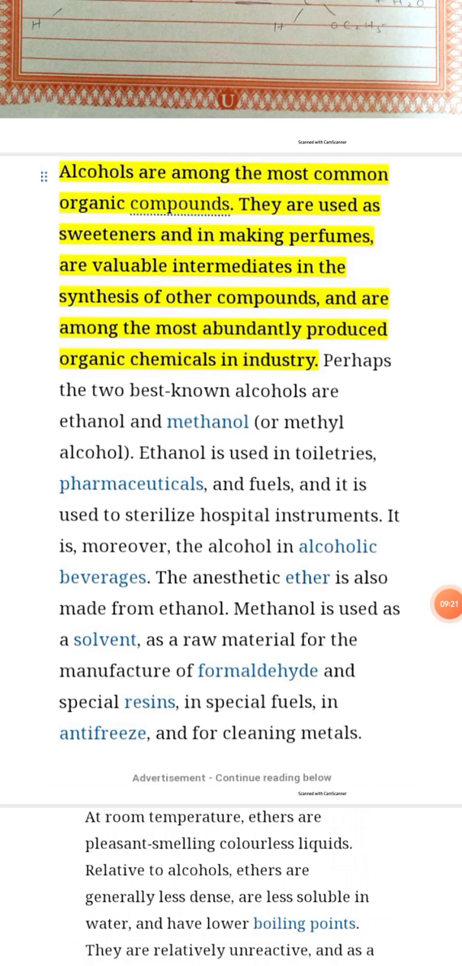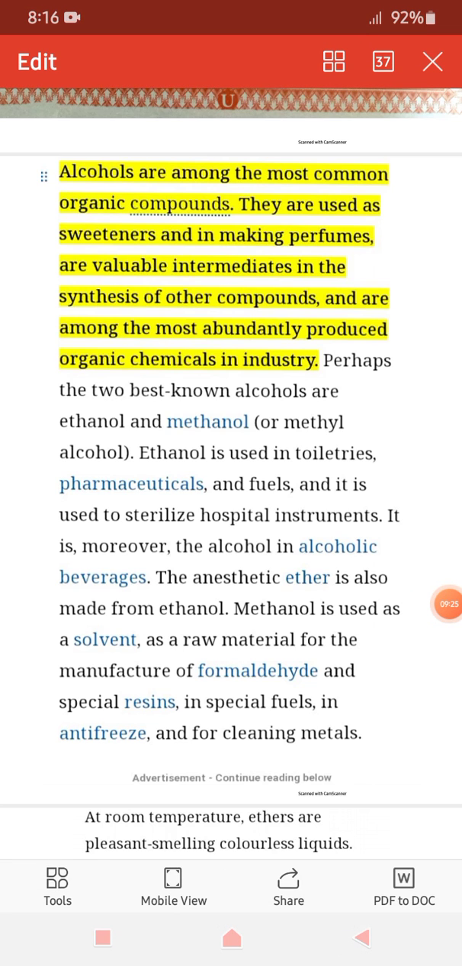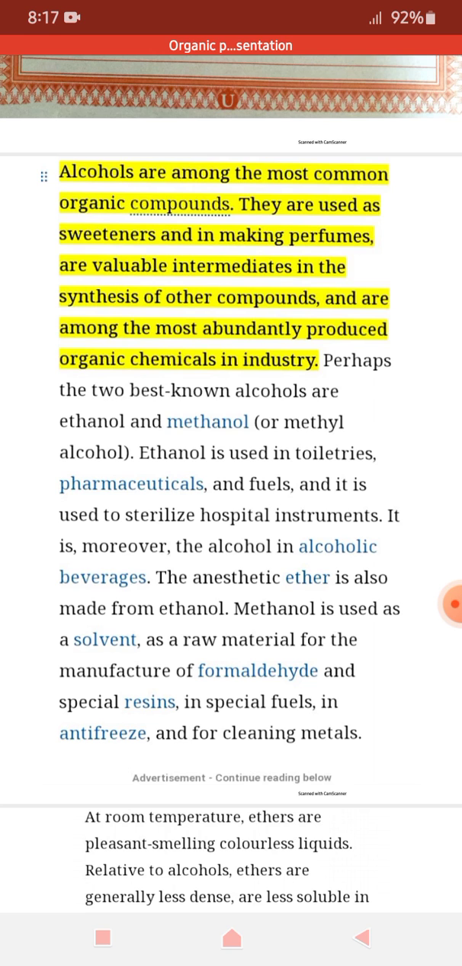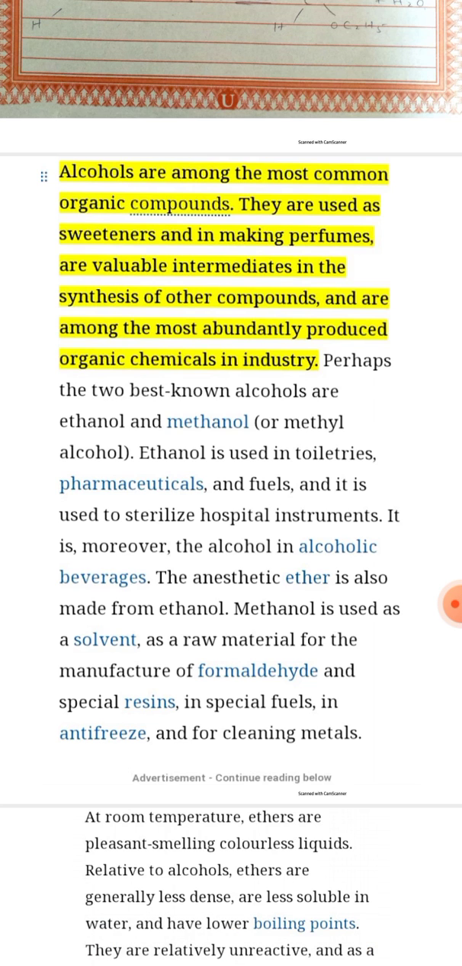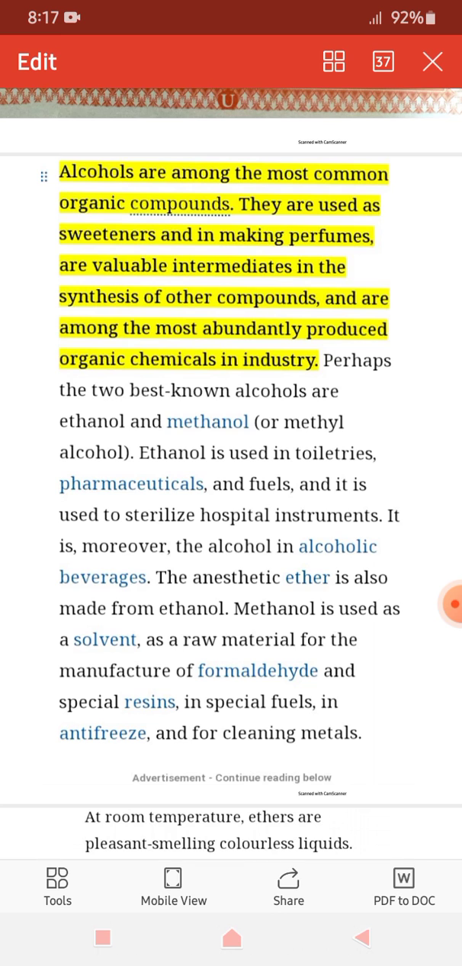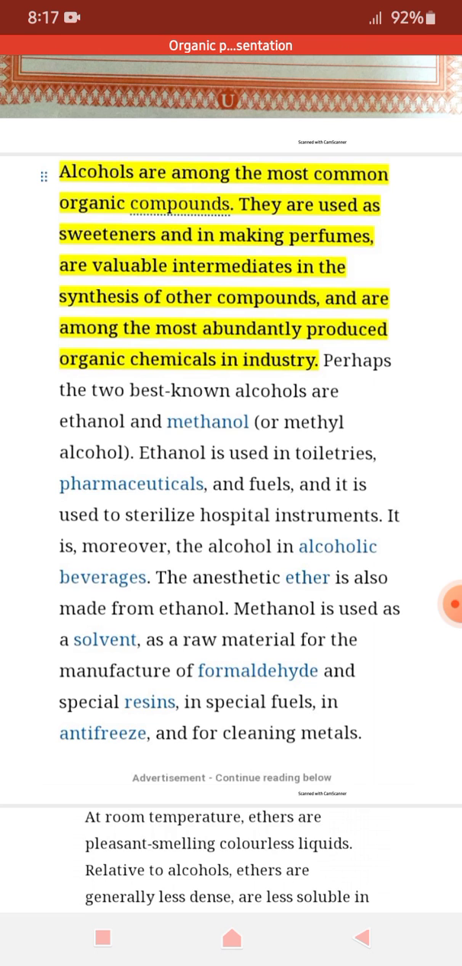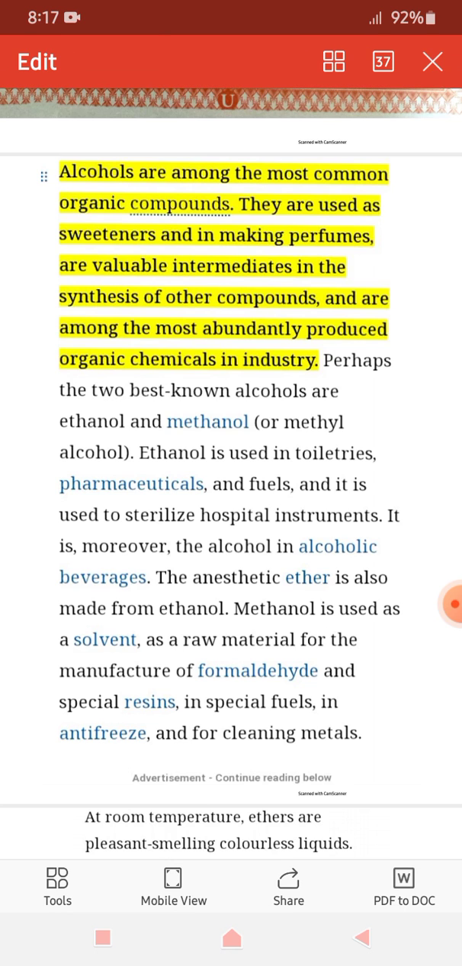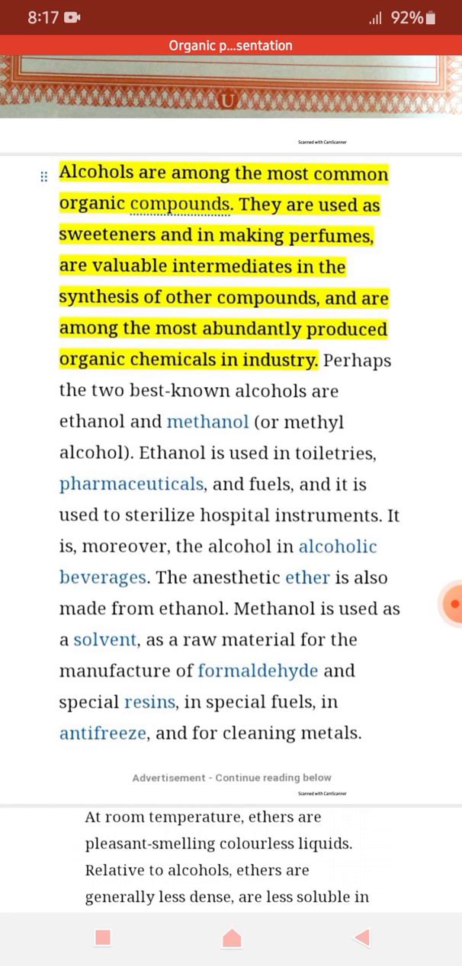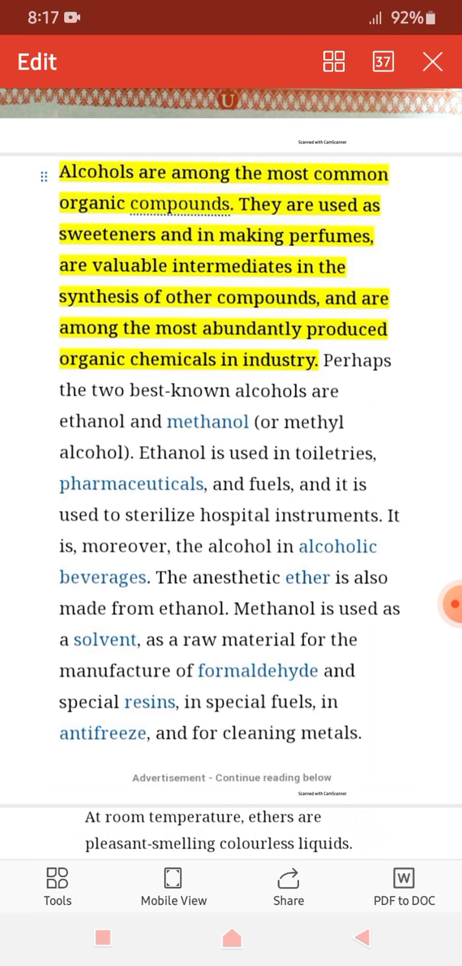Coming towards applications of alcohols, alcohols are among the most common organic compounds. They are used as sweeteners and in making perfumes, are valuable intermediates in the synthesis of other compounds, and are among the most abundantly produced organic chemicals in industry. Perhaps the two best known alcohols are ethanol and methanol.